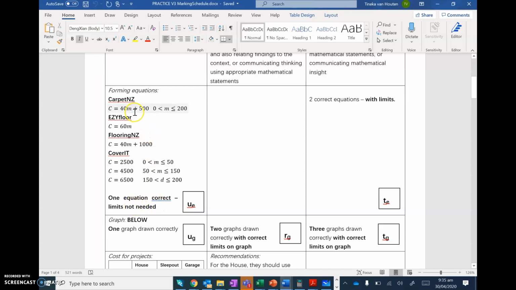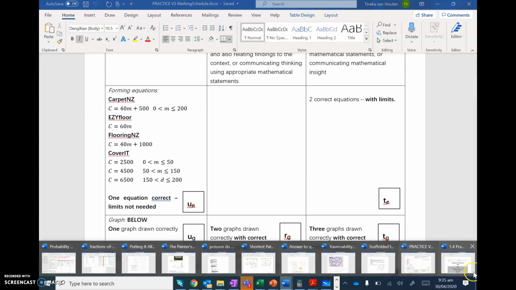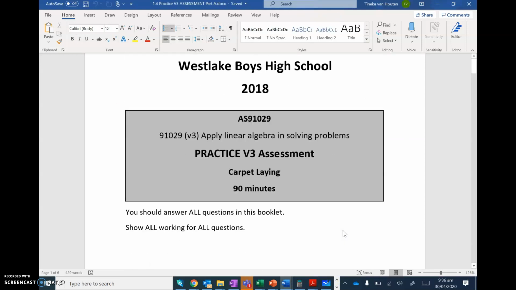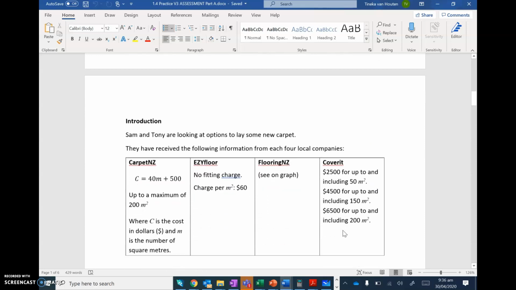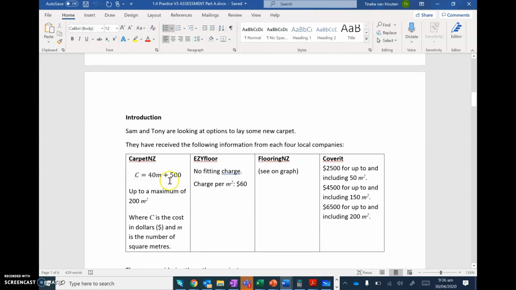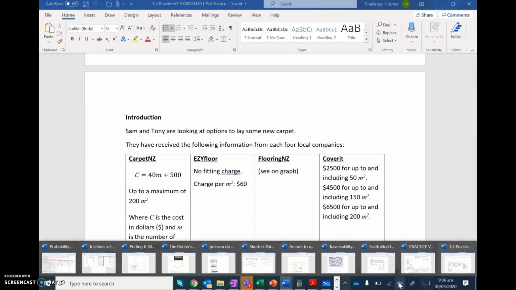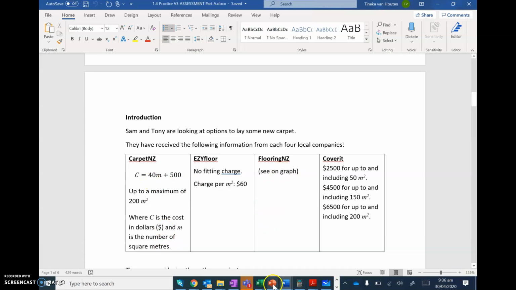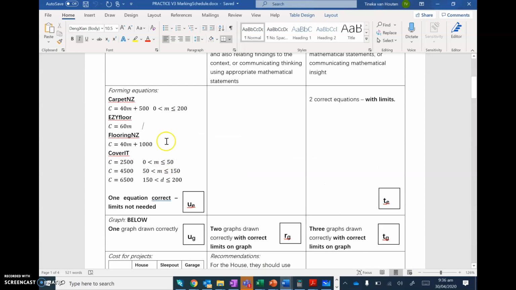So they give you this equation here, 40m plus 500, I think. Let me just check. Yeah, but they don't give you the limit. So this is the only one they give you an equation, so everything else you have to write an equation for. So getting that equation correct will not count, but the limit will count towards excellence.